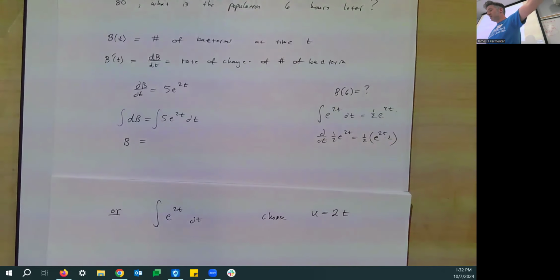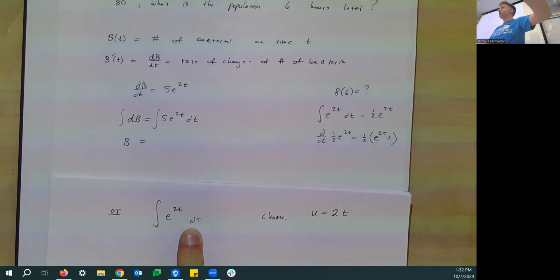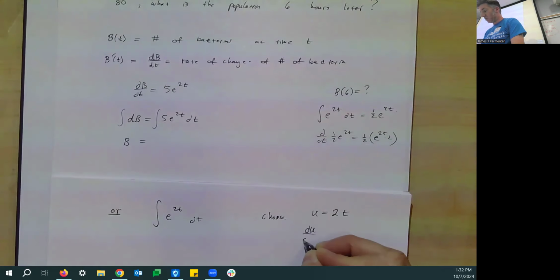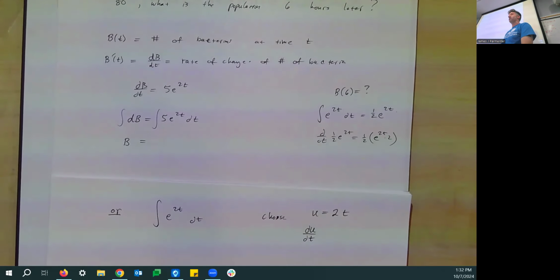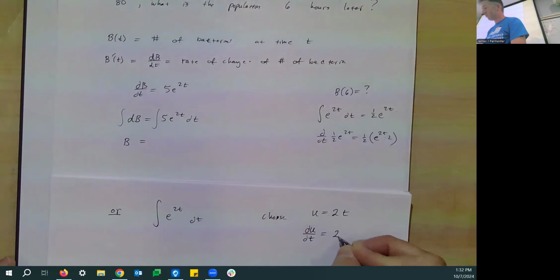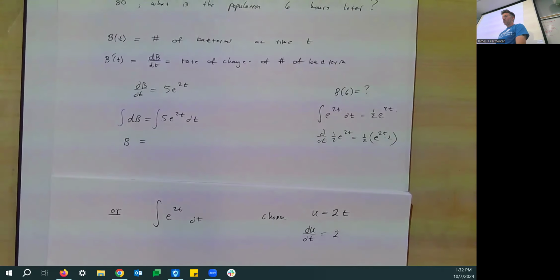Specifically, the dt has to get transformed into du. That is the most important thing you're going to do when you do a u substitution. It is the first thing you should do. So I'm going to take the derivative here and say that the derivative of u, and I do recommend using that notation, the Leibniz notation, I think it's called, du dt is equal to the derivative of 2t, which is just 2.